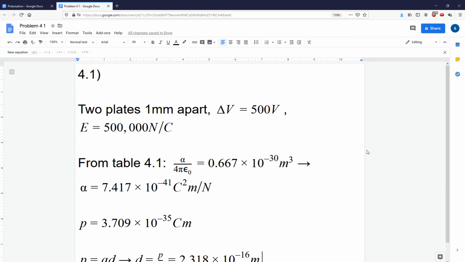If they're two plates relatively close together, the electric field is going to be the change in voltage divided by the distance, so 500,000 newtons per coulomb.